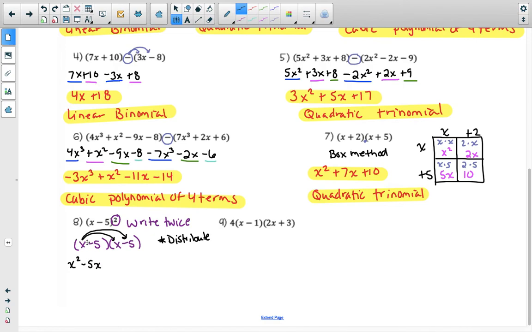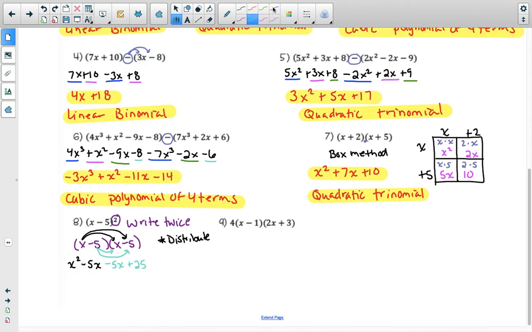So I've multiplied the x to everything, but that's not the only thing inside this parentheses. I also need to multiply my negative 5 to the same pieces. So I multiply negative 5 to the x and negative 5 to the negative 5. Again, when we distribute, we are getting rid of the parentheses because we're multiplying through the parentheses. Negative 5 times x is negative 5x, and negative 5 times negative 5 is a positive 25.